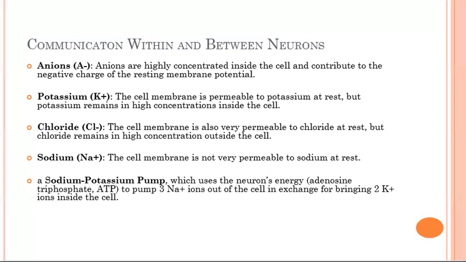The small amounts of sodium inside the cell are removed by a sodium-potassium pump, which uses the neuron's energy, adenosine triphosphate or ATP, to pump sodium out of the cell in exchange for bringing potassium inside of the cell.